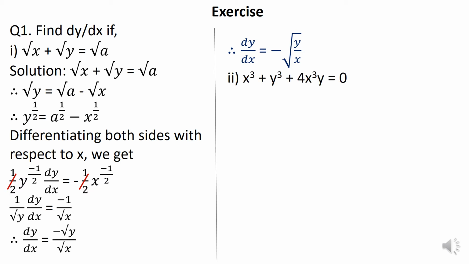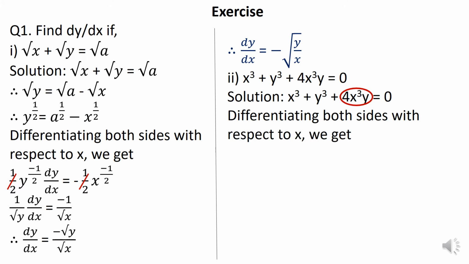Let us see the next sum now. The next sum, x cube plus y cube plus 4x cube y is equal to 0. Now in this term, as you can see over here, first itself, 4x cube y contains two terms, isn't it? x cube, 4x cube is one term, say, and y is the other term. So you have to use the product rule, remember that.